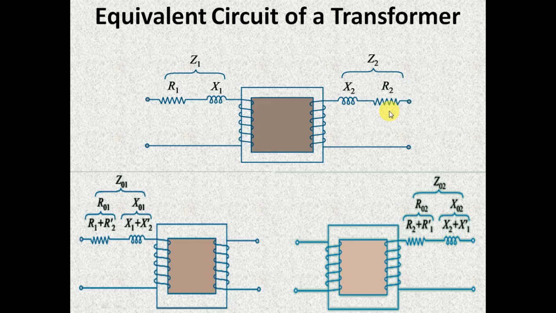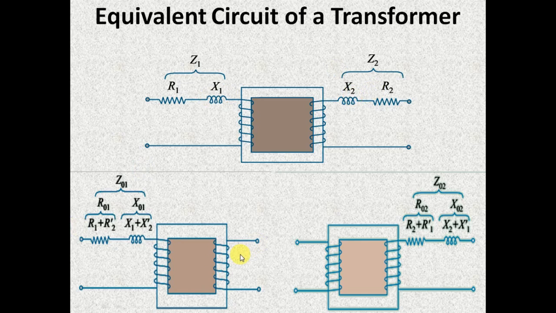We have seen in our last video session, this resistance R2 at the secondary side can be shifted to the primary side by dividing it by K square. Similarly, this resistance R1 at the primary side can be shifted to the secondary side by multiplying it by K square. In the same manner, the leakage reactance X2 can also be shifted to the primary side, and the leakage reactance X1 also can be shifted to the secondary side.